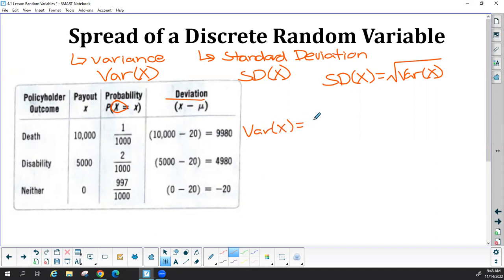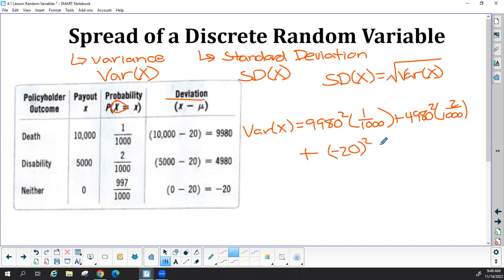So my 9,980, I'm going to square it and multiply it by its likelihood of happening. This is very much like our expected value, except we have to find our deviations and then square them. And then my 4,980 squared multiplied by 2 over 1,000. And then add to that my negative 20. Be careful with that negative. The square of a negative is always positive. And that's times 997 over.